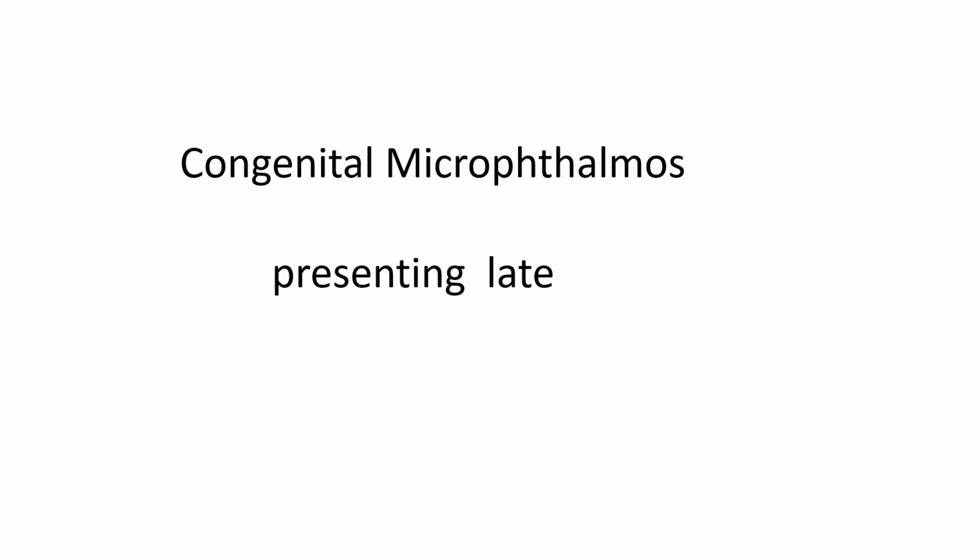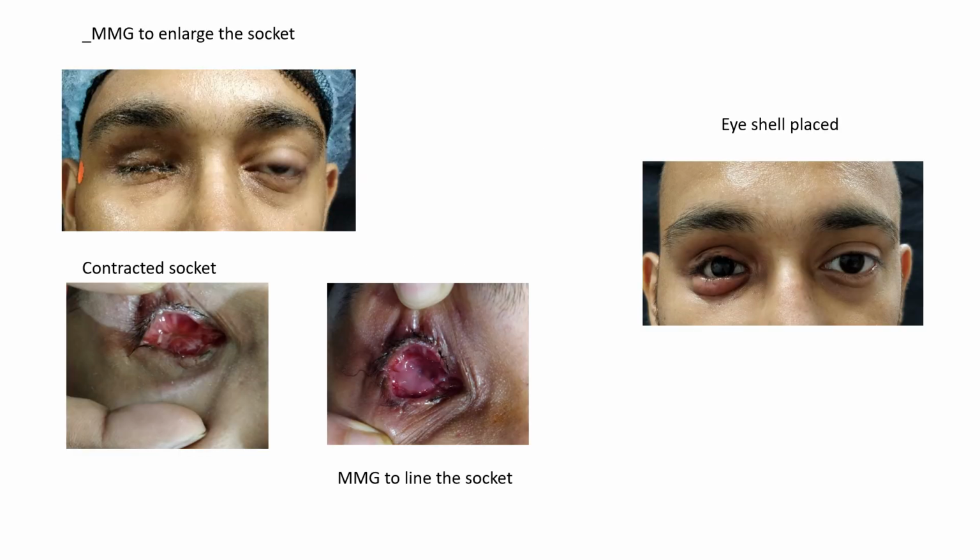Congenital microphthalmos presenting late. Mucous membrane graft to enlarge the socket. Here you can see the MMG lining the socket in good position. Eye shell was placed after suture removal for the inferior fornix forming sutures.